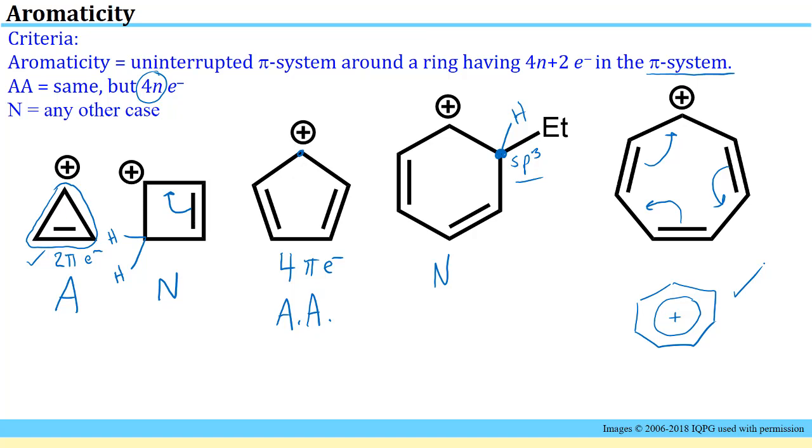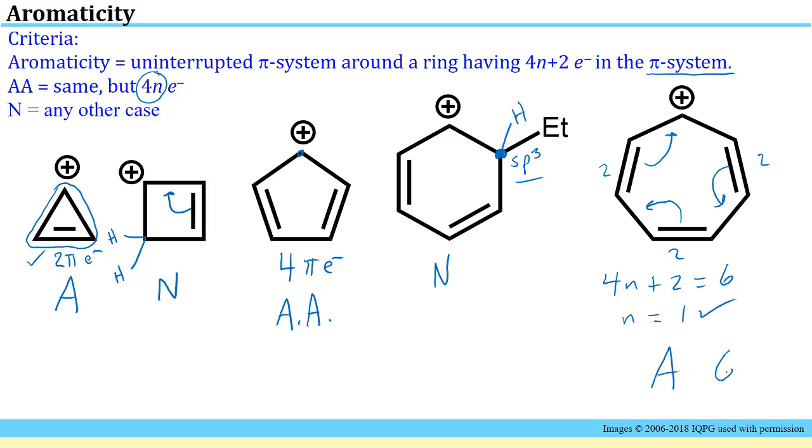And the number of electrons we move around would be 2 electrons for each of those pi bonds we moved: 2, 4, 6. So if we look to see whether that is a correct number of electrons for aromaticity, 4n plus 2 equals 6. We solve that for n equals 1. That's an integer, and that means that this is aromatic, and it has 6 pi electrons in that pi system.